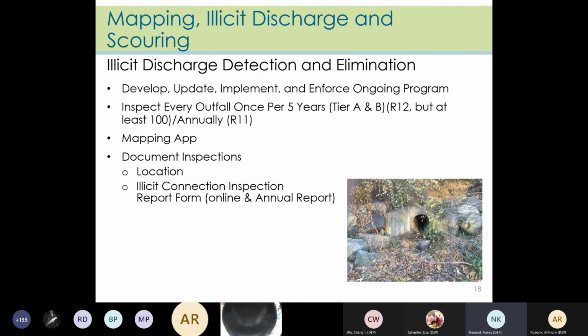The permittees would be required to document the information that they found. The mapping app can also be used in noting the location. But in this case, for illicit discharges, there is a form on our website that we actually just updated, maybe within the last month, that the permittees are required to use to document and notify the department of any illicit discharge investigations that they have conducted. And that form is to be submitted with the annual report.